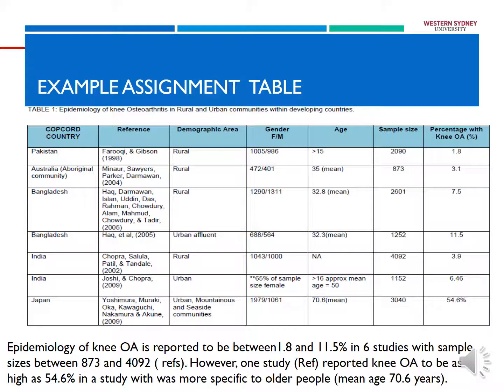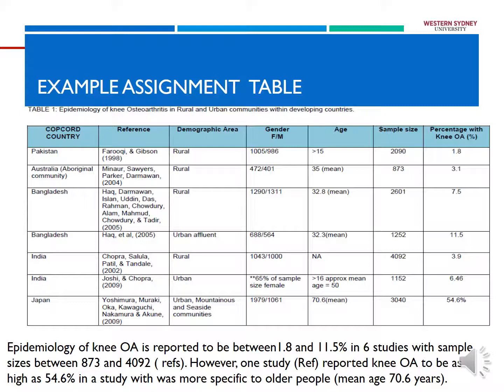And you need to obviously put your references in there. However, one study, again with your reference, reported knee osteoarthritis to be as high as 54.6% in a study which was more specific to older people, so it had a mean age of 70.6.